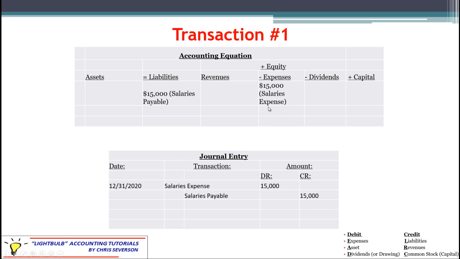So to increase an expense, we have to use the normal balance of a debit. So we debit salaries expense for $15,000. To increase the liability, we have to use its normal balance, which is a credit. We credit salaries payable for $15,000.